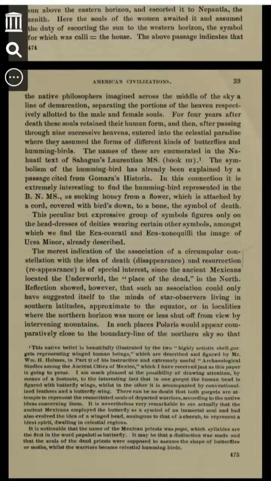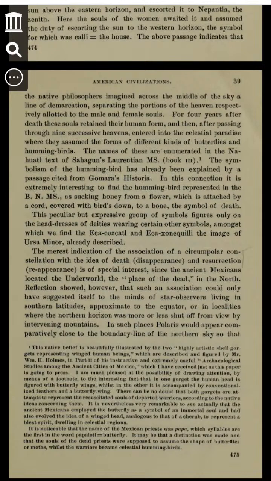All right, let me change this page so y'all can follow along. All right, boom. We on this page. Where we left off, let me read that last sentence over. The above passage indicates that the native philosophers imagined across the middle of the sky a line of demarcation separating the portions of the heaven respectively allotted to the male and female souls.